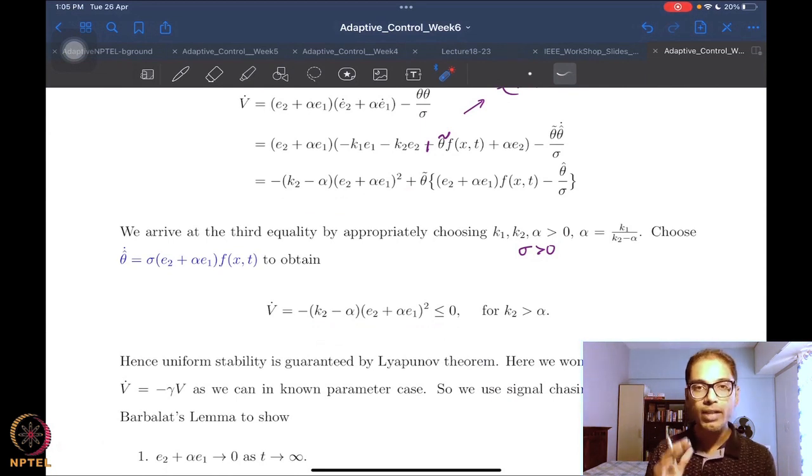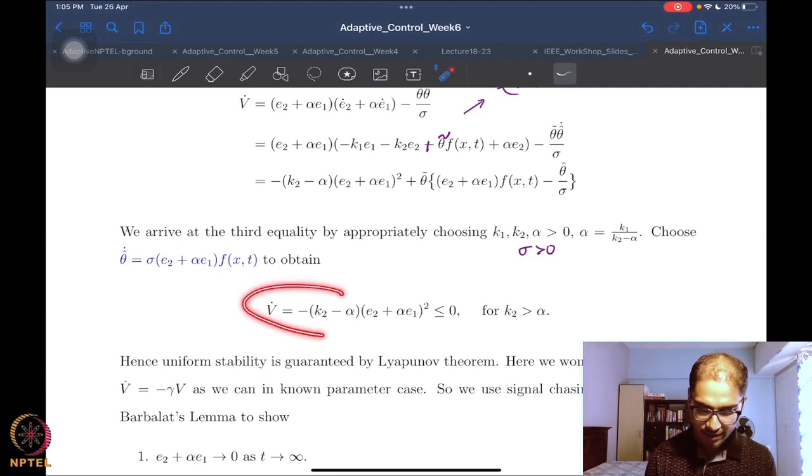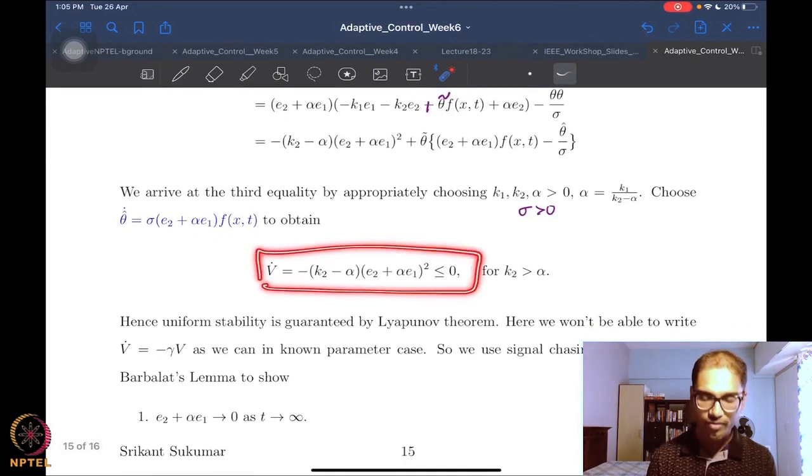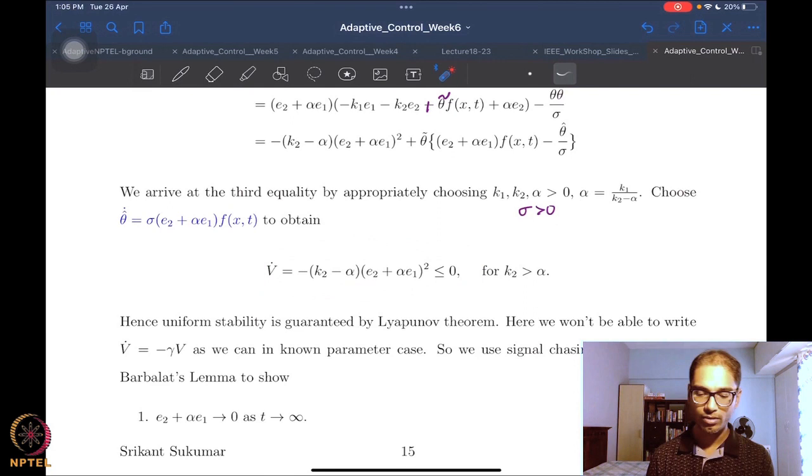Okay. This is also negative semi-definite. Remember, we did not do any new magic. What happens is that the V dot is again the same as what you have in the non-adaptive case, even though the V may have started different. So this is still the same negative semi-definite V dot. But what do we know now?